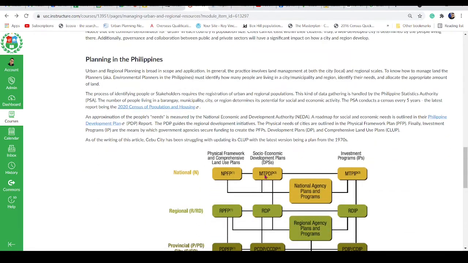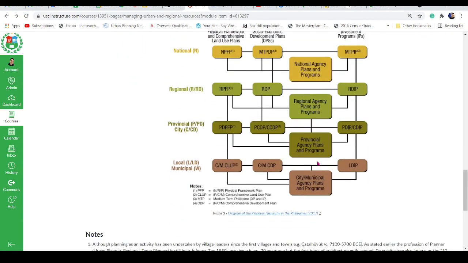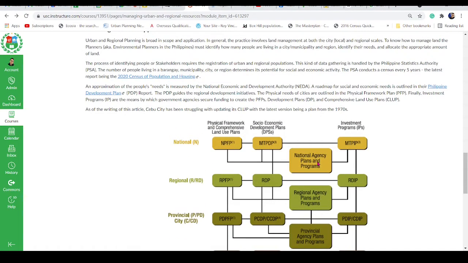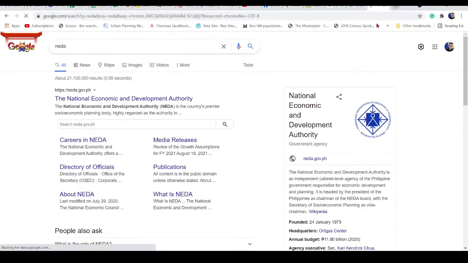So who does this? I think the highest authority for this would be NEDA, the National Economic Development Authority. What does NEDA stand for? National Economic and Development Authority. Yes, I got it right.